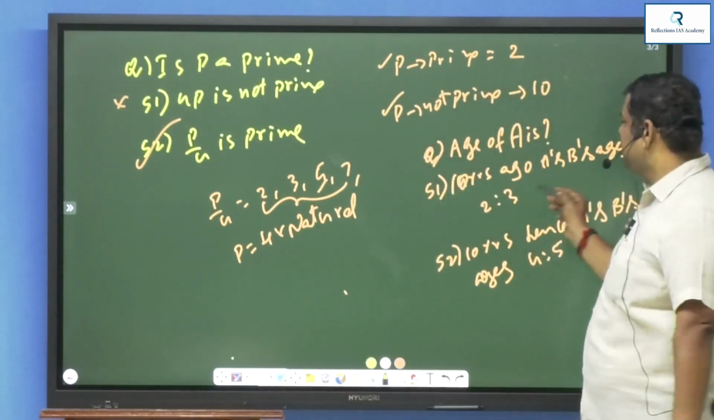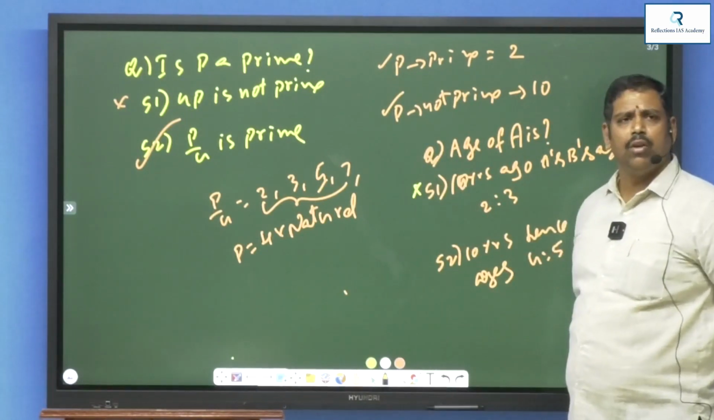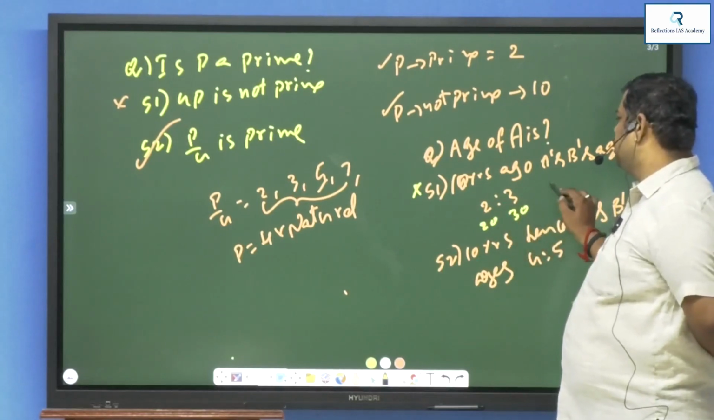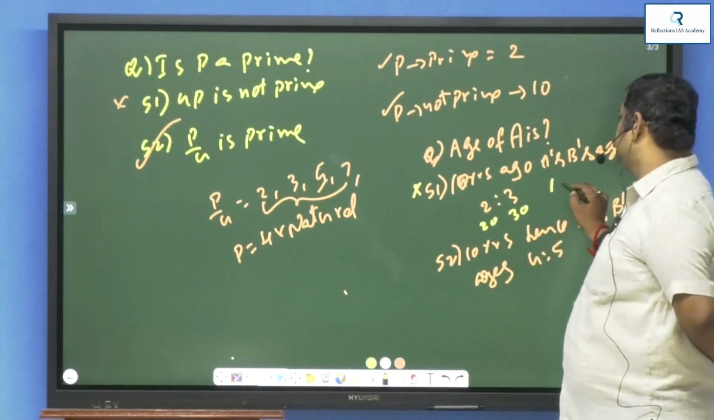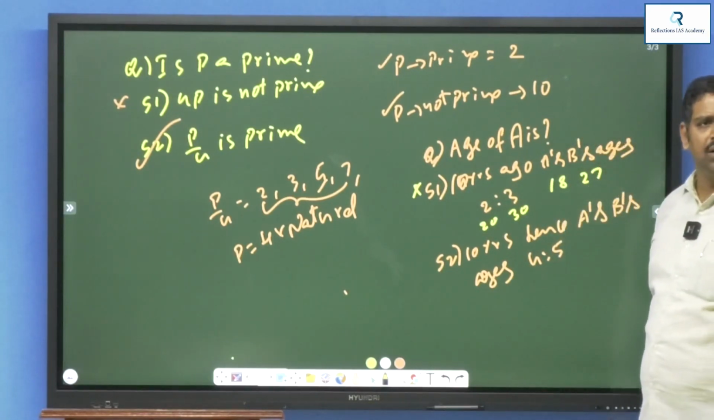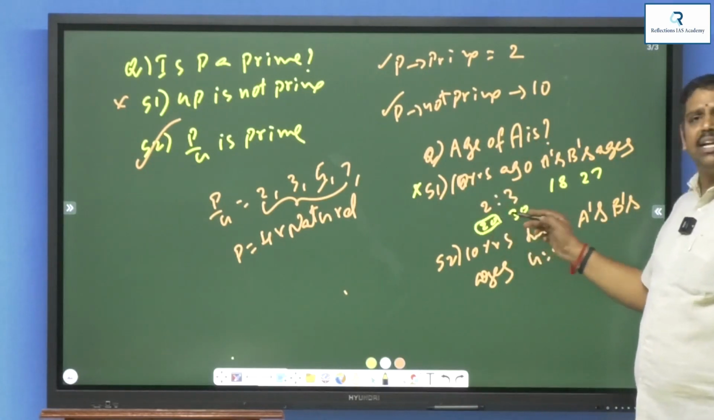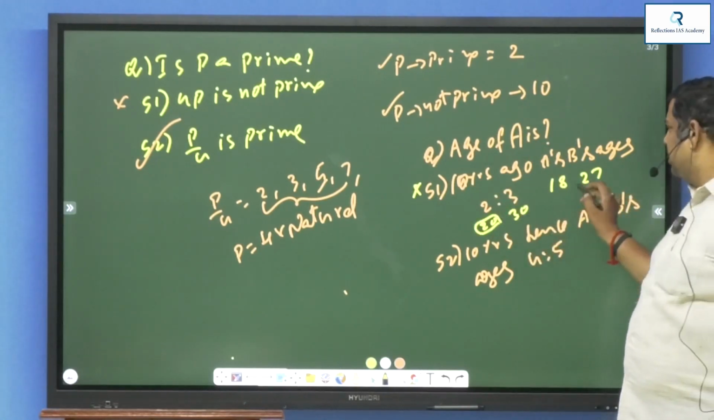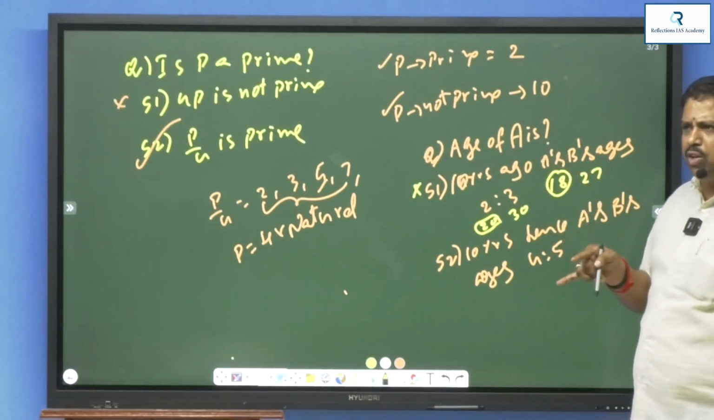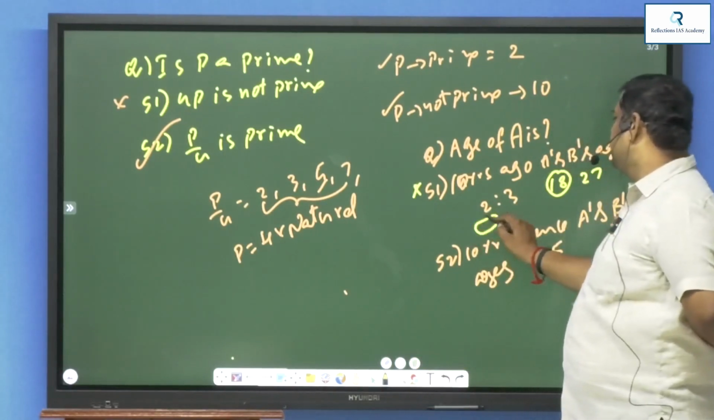10 years ago, A and B's ages are in the ratio 2:3 means. Are you able to compare a conclusion from this one? No. 10 years ago, 2:3 means 20:30 is one case. Or suppose 18 and 27 is also another case, right? Both the cases 2:3 is possible. If you want the age of A, in this case, 10 years ago 20 means right now 30. In this case, 10 years ago 18 means right now he is 28. Means able to compare a unique or unable to compare a unique. So definitely statement 1 alone is not sufficient.